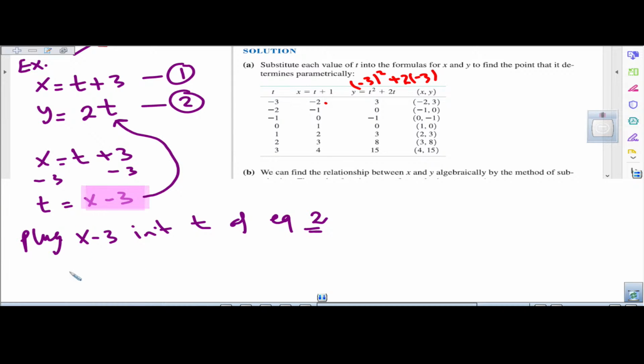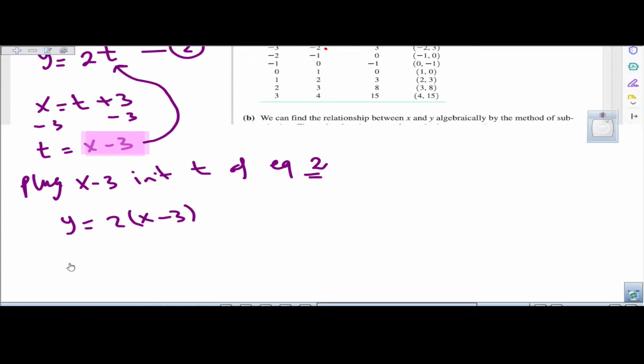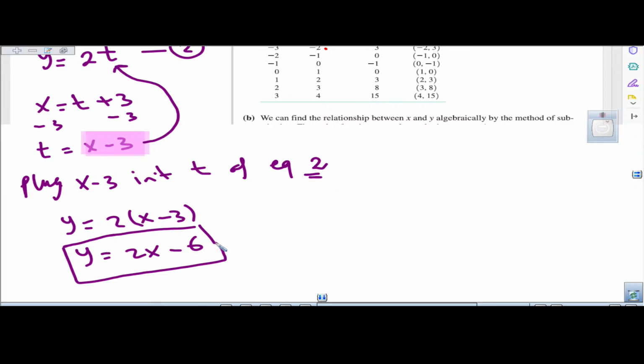And basically what I have here is, again, y equals 2 times the t, 2 times the x minus 3. Bear with me a second here, guys. And I just have to distribute. This is 2x minus 6, and I am done. This is it. This is my equation that does not have the t involved in it. It has a relationship between the x's and y's. Only x and y.